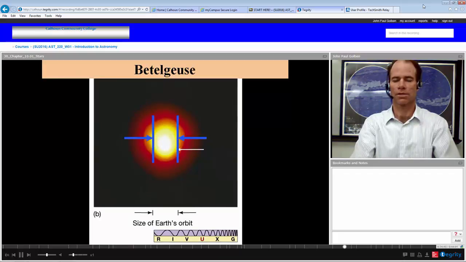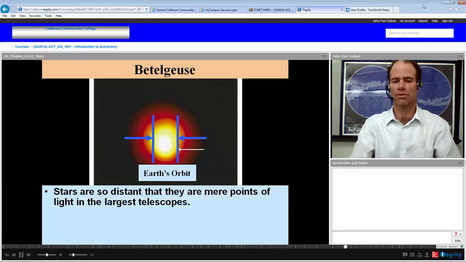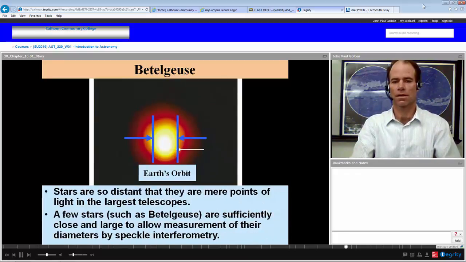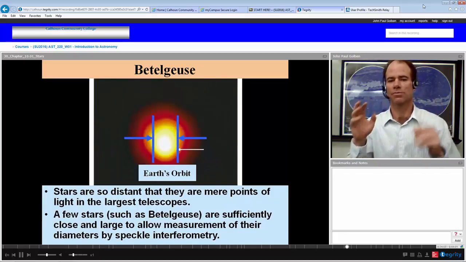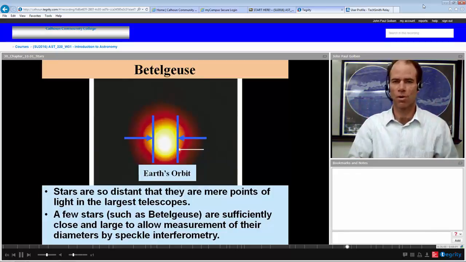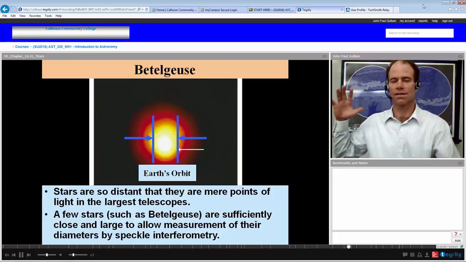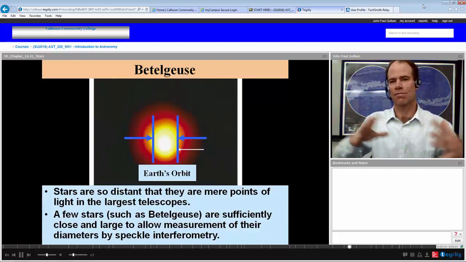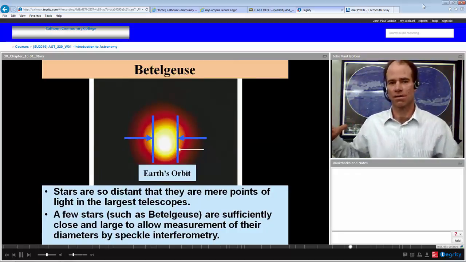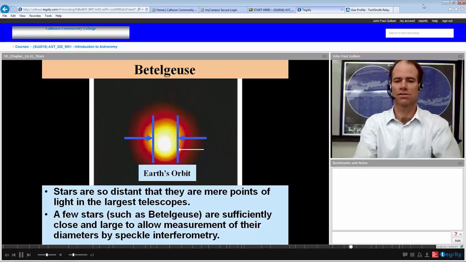Here's a look at a picture of Betelgeuse. We can actually measure its actual size by speckle interferometry. And we can see that the size of Betelgeuse is on the order of Earth's orbit around the Sun. We think of the Earth being 100 sun diameters away from the Sun, but Betelgeuse would be a star that would fill up the whole space between the Sun and the Earth. It would be that large. So it's a huge star.